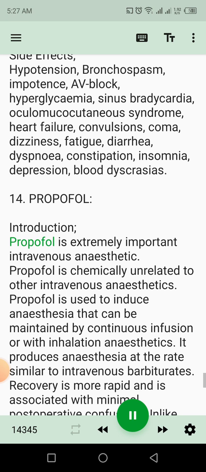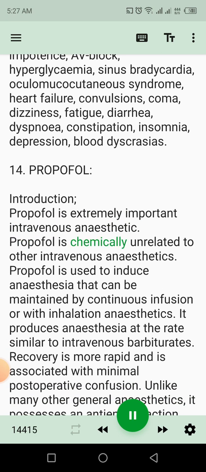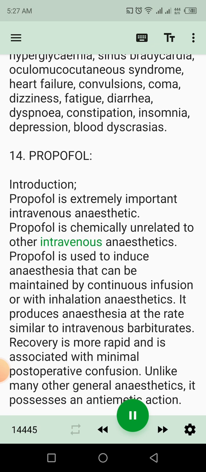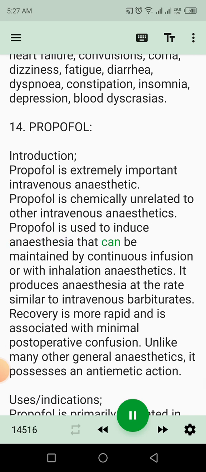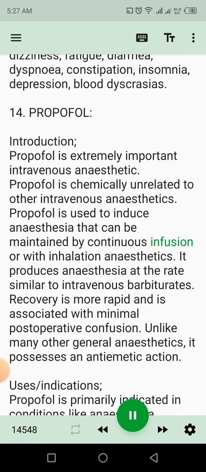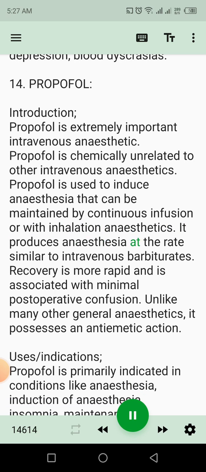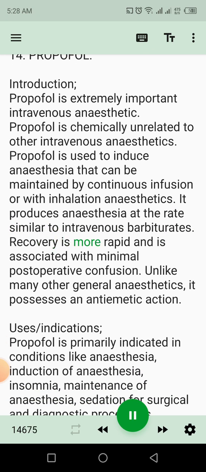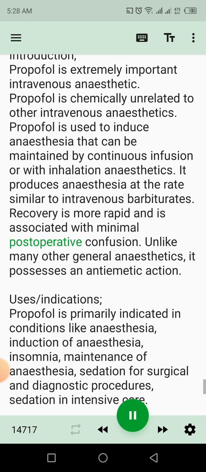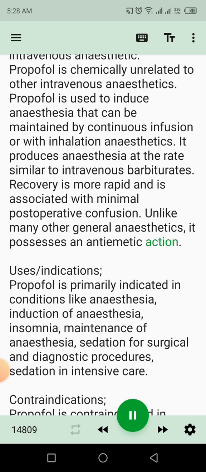Introduction. Propofol is an extremely important intravenous anesthetic. Propofol is chemically unrelated to other intravenous anesthetics. Propofol is used to induce anesthesia that can be maintained by continuous infusion or with inhalation anesthetics. It produces anesthesia at a rate similar to intravenous barbiturates. Recovery is more rapid and is associated with minimal postoperative confusion. Unlike many other general anesthetics, it possesses an antiemetic action.